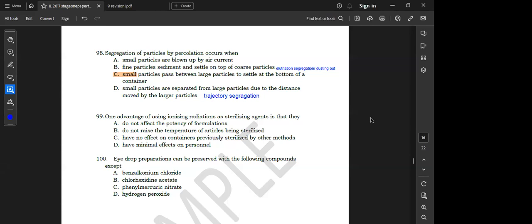Okay, so the advantage of using radiation, ionizing radiation.